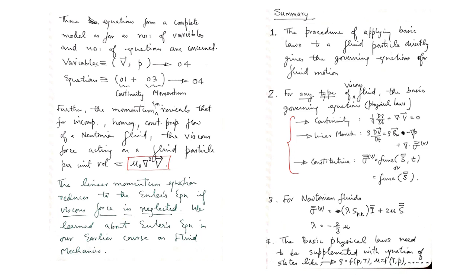And we have already seen that many times these equations are much fewer in number than the number of variables involved. We had a discussion on that in my lecture number 10. So I want to remind you here, once these lectures on Navier-Stokes equations are over, that basic physical laws need to be supplemented with equations of state, like density is a function of pressure and temperature, viscosity is a function of temperature and pressure, and so on, thermal conductivity and specific heats at constant volume and so on.